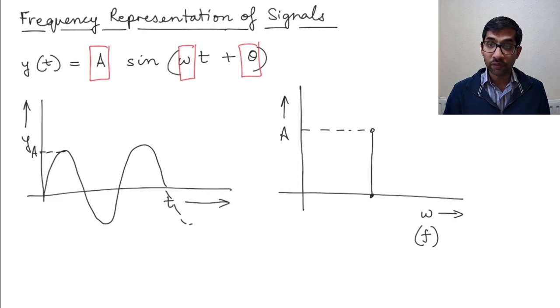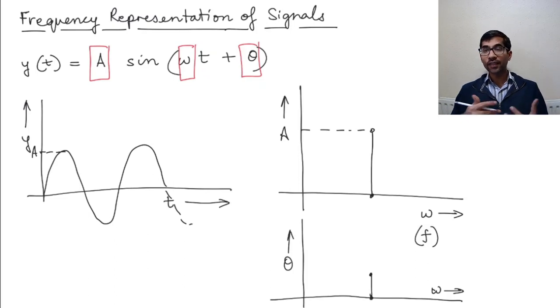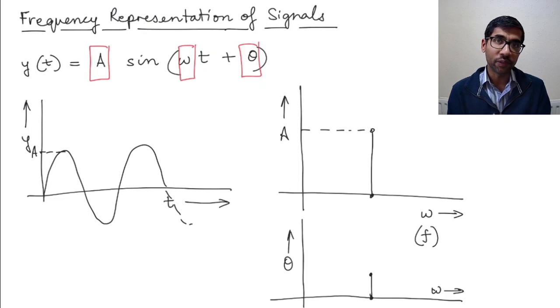And if you want to plot phase as well, I can plot another graph where again omega is on the x-axis. Then this is theta, and I say at this particular frequency the theta is this much, and that gives you all the information that you need about this sine wave. Now, why would you do that, you ask? Well, here's the thing. Let's say the signal is a little bit more complex, and let's say it's a sum of two or three sine waves.